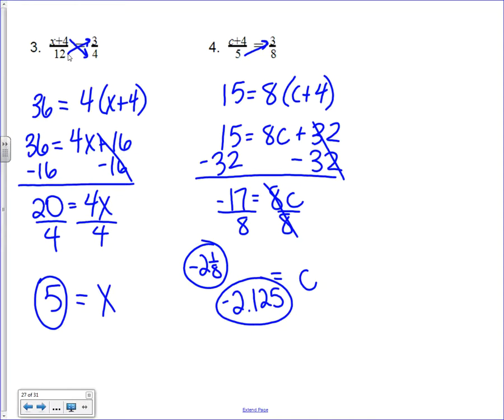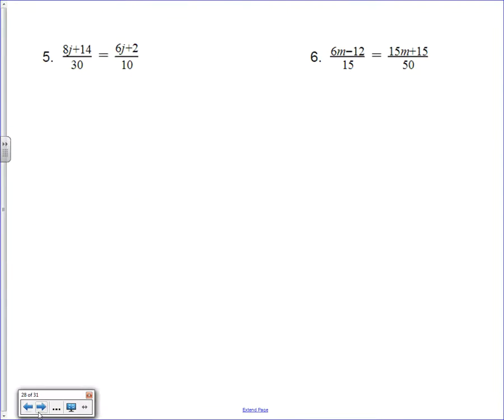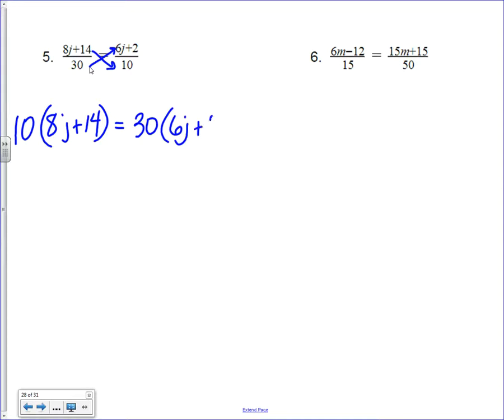Okay? All right, what's the setup for number 5? If I'm going to cross multiply, what's it going to look like? Plus 14. Parentheses. 10. How's everybody doing? 10's out front? Okay, what about the other side then? Equals 30. See 6J plus 30. All right, go ahead and distribute, please. Make sure you distribute to both numbers.